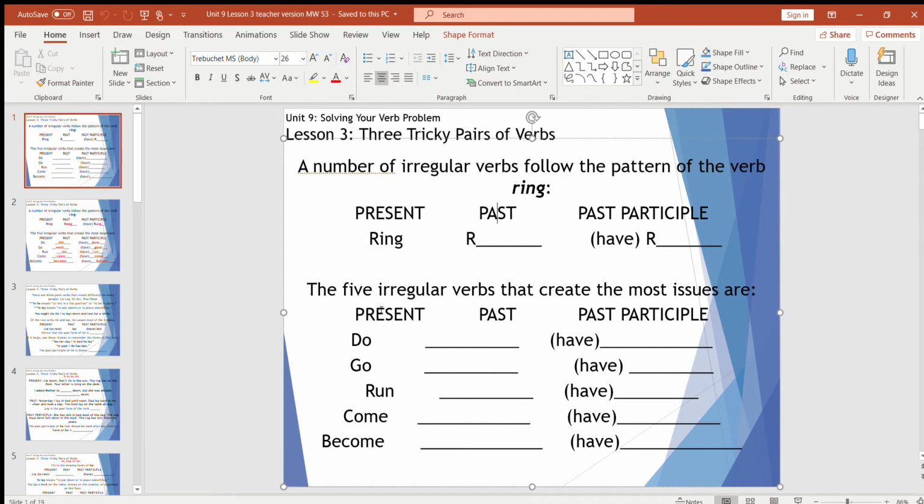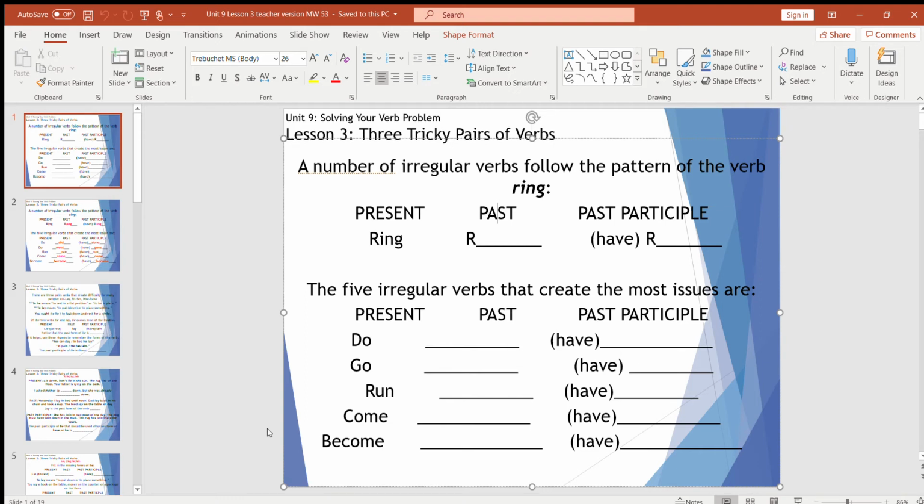And then the 5 irregular verbs that create the most issues for people include do, go, run, come, and become. So if in the present you do your homework, in the past you did your homework, in the past participle you have done your homework.